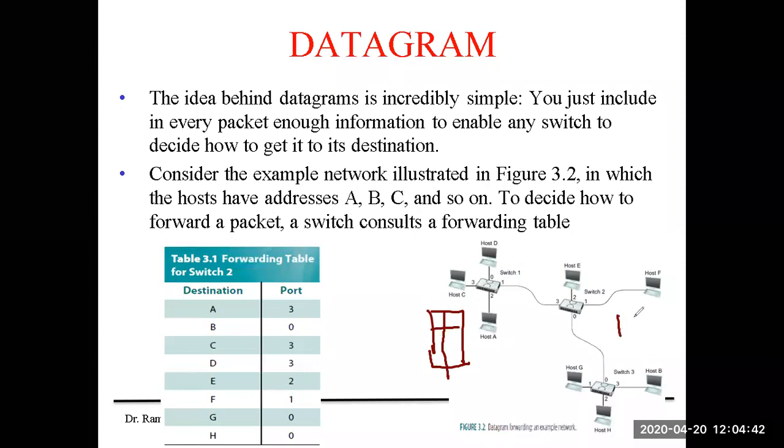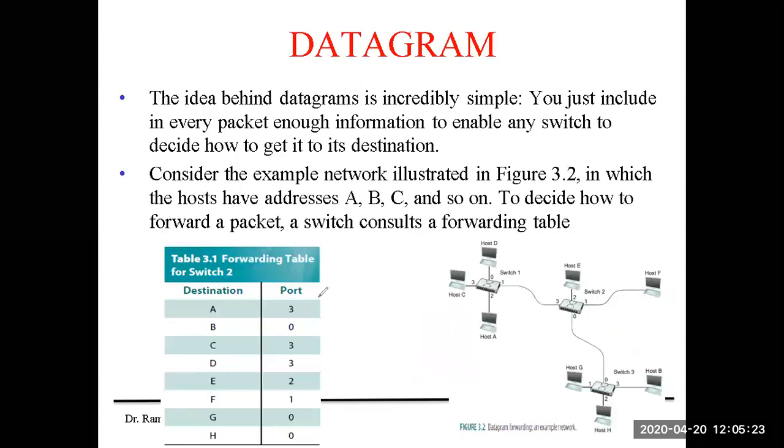Same way, here also there is a forward table. It is also called a routing table, also called a switching table. So this is a forwarding table, and every switch maintains it. This forward table is used to decide how to forward a packet from one host to another host. That is one thing you should understand. The forwarding table will be maintained at every node.